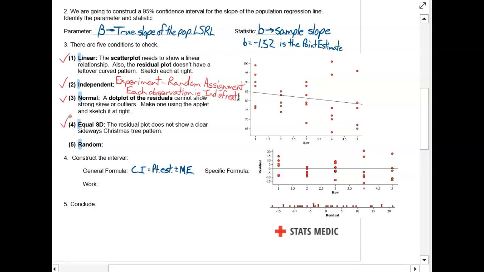And then finally, the randomness. We already kind of got this one, so this is kind of a 2-for-1 here. We have the random assignment by the teacher. So the teacher randomly assigned.